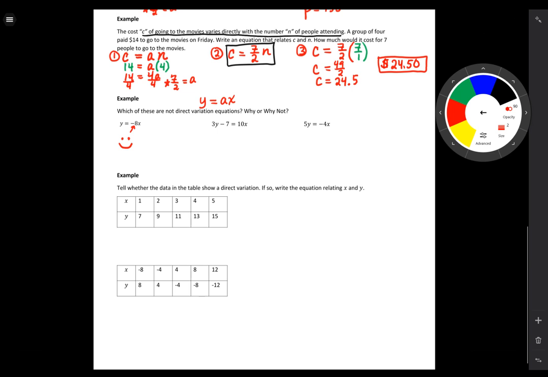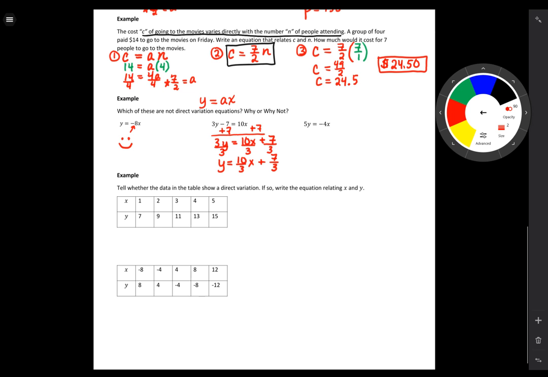The next one, and remember we need to solve for y. So let's add 7 to both sides. Divide by 3. Just divide everything by 3. I notice a lot of you just divide 2 things on the right side by 3. This is not a direct variation equation because the y-intercept is not 0.